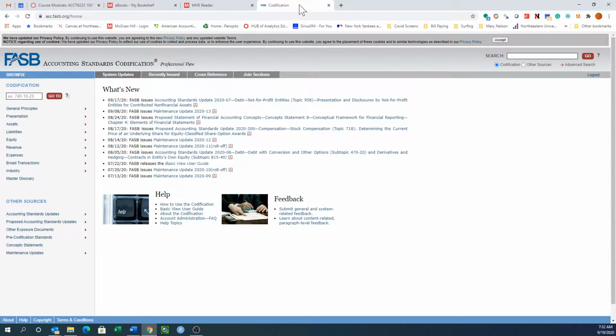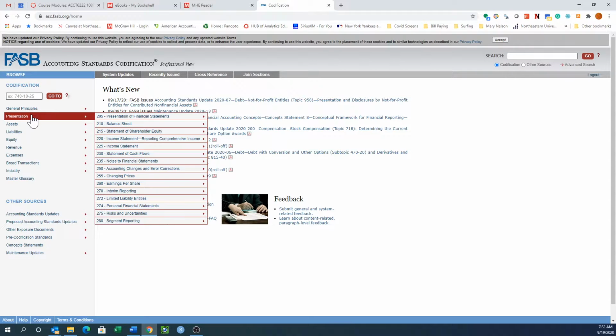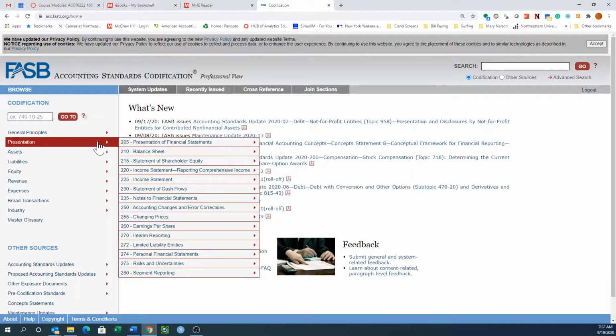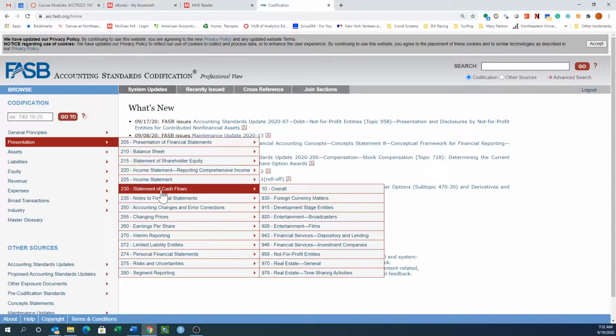I want to make sure we're looking at the codification. Now, there's not a lot written in the codification on this. So again, this is a presentation area. We'll make this a little bigger. And we can go right down to the statement of cash flows, which is ASC 230.